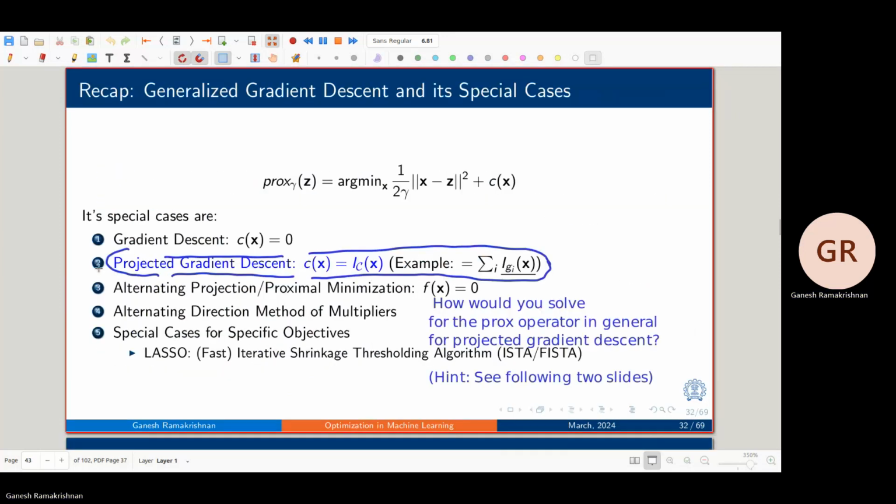So what happens if you have C to be a sum of indicator functions coming from constraints? We saw some constraints today, right? Now these constraints, let's assume for the time being that they are convex constraints. Would this inclusion of convex constraints result in a proximal step which is solvable exactly? Are there necessary and sufficient conditions for the prox step having optimal solutions when you have constraints in place of C? So just think about it.